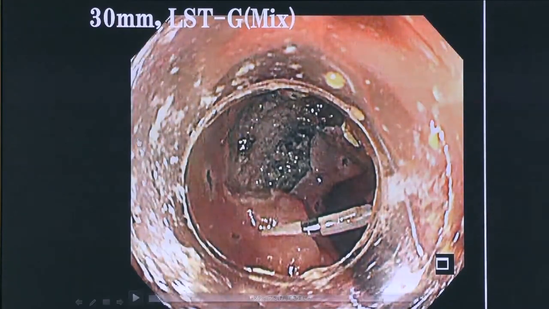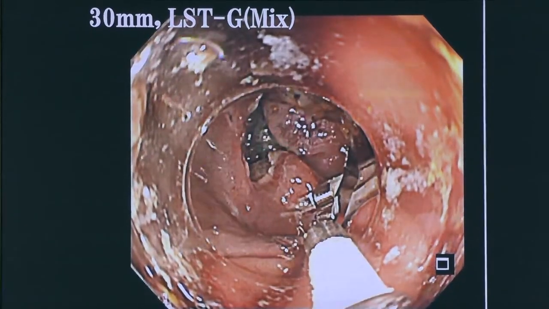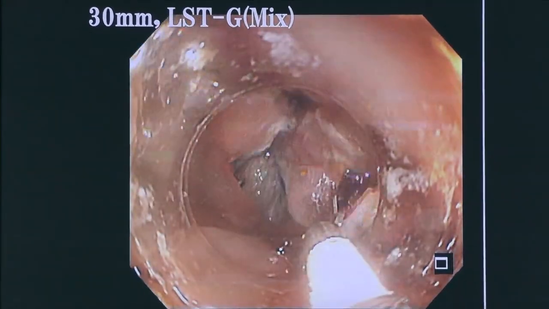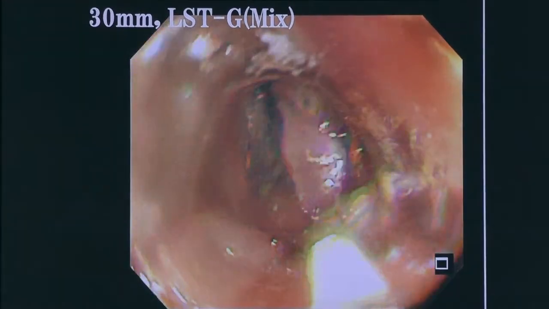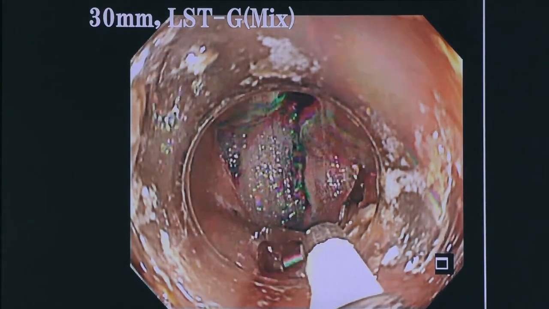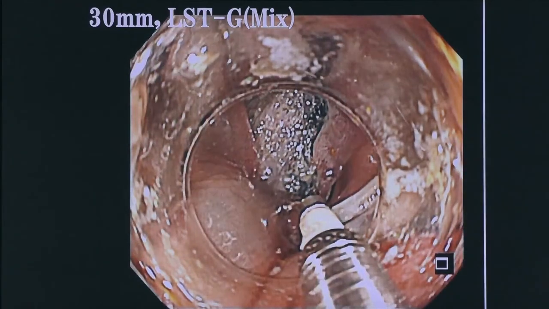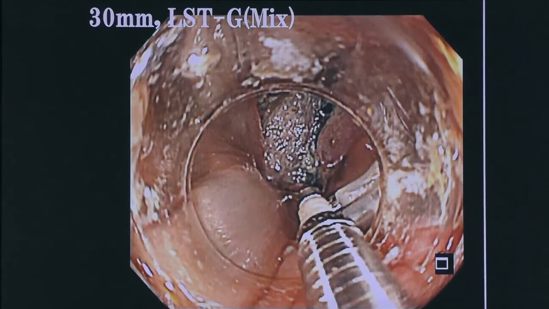Oh, the video looks a little bit slow. So maybe next case, a similar case, you can identify the small incisions. So you put the clip just into the small incision. Otherwise, the clip will slip and you cannot suture the wound. But with the small incisions, it is easier to suture the wound.